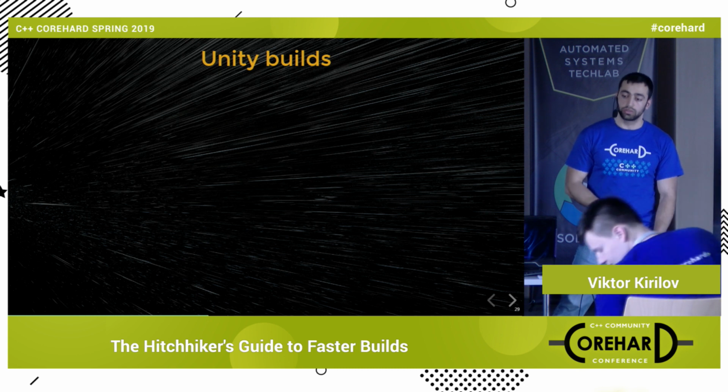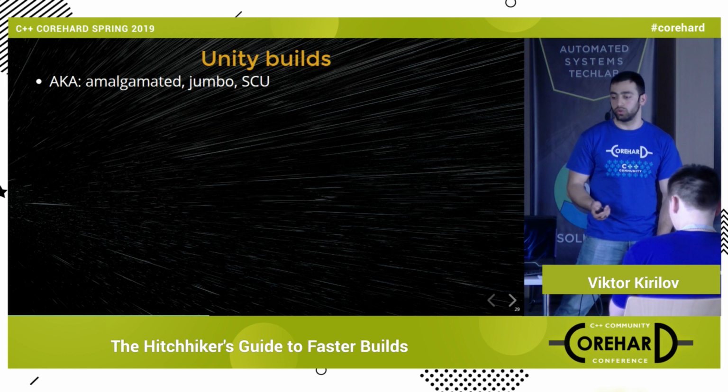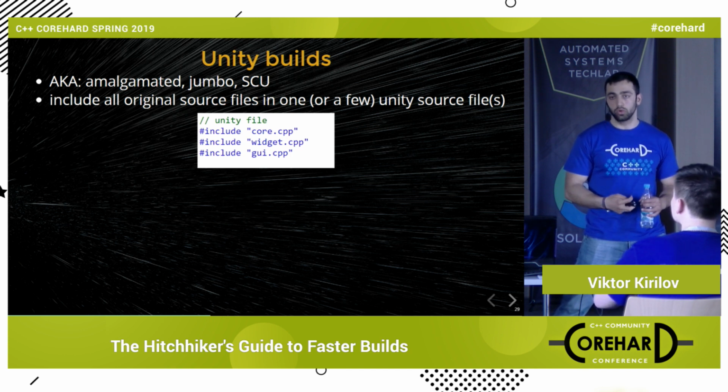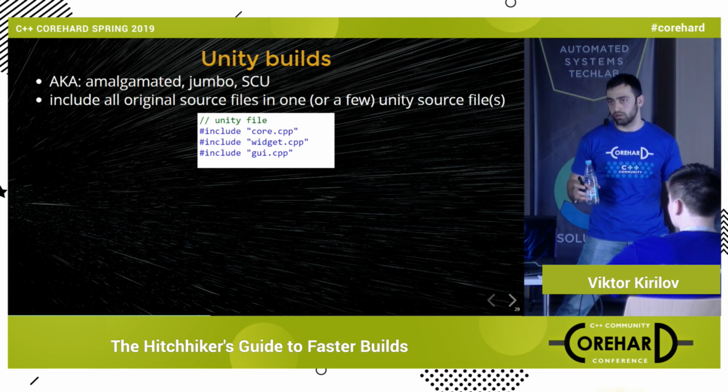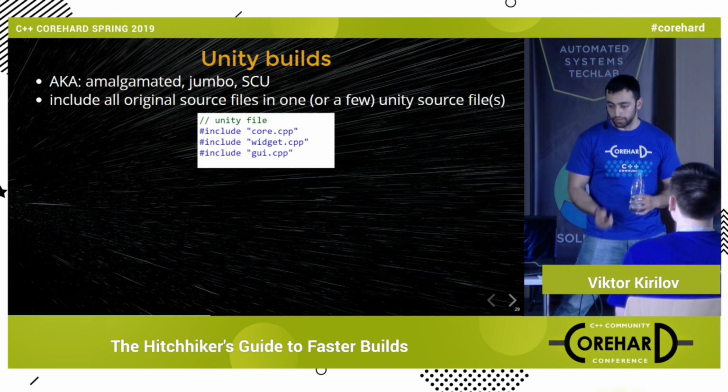Next, we'll talk about unity builds. They're also known as amalgamated or jumbo or single compilation unit builds. This is actually the technique which has the most potential to speed up your builds. The idea is that we make a source file which includes all of the rest of the source files, and then we compile that source file. We could actually split a target, let's say we have 100 source files. We don't have to cram everything into a single source file. We could split it in 10 source files, including 10 of the original ones in each.